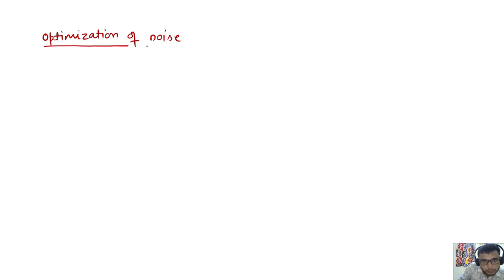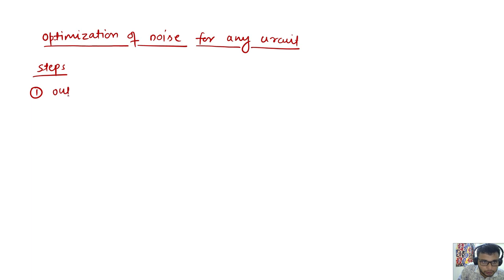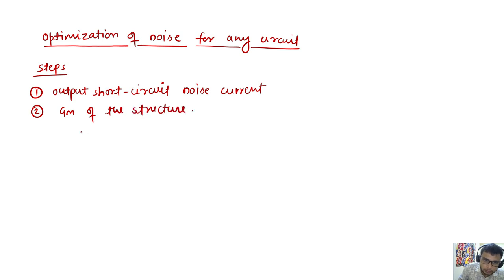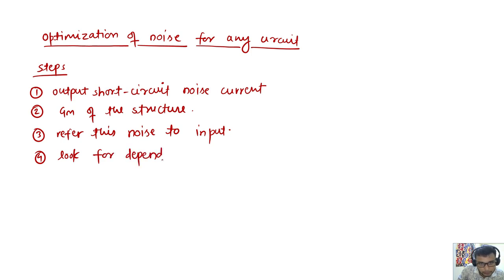So what are the steps for noise optimization for any circuit? First, we calculate the output short circuit noise current. Then, the gm of the structure. Third, refer this noise to the input. Fourth, look for dependencies on device parameters or DC operating points.